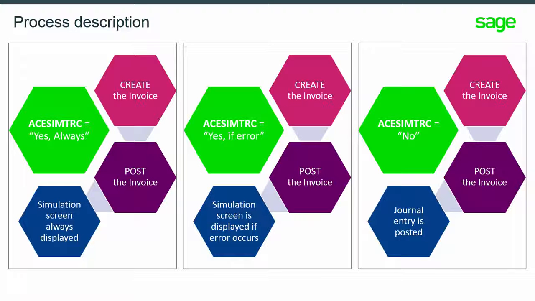In order to run this functionality, the parameter ACE-SIM-TRC has to be set up at the user level with a value different than no. This parameter can have three different values. Yes, always means the generation of entries is simulated. During the generation, one screen is automatically opened displaying the simulation results and potential errors.